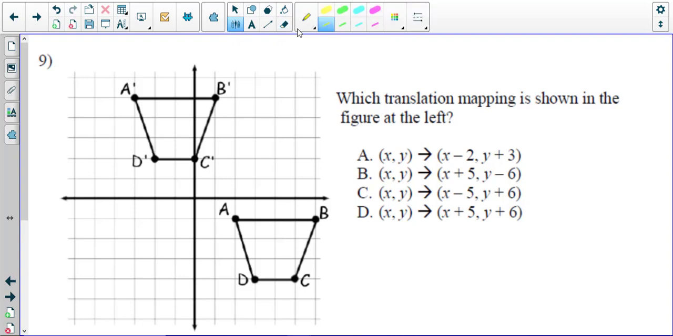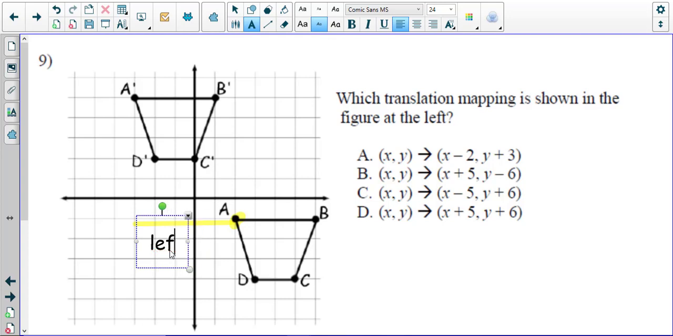So let's take a look at what changed. I'm going to grab my highlighter here and take a look at what changes we had. I'm going to use point A for this. So point A is going to start right down here, and I'm going to have to shift that to the left a certain number of units, and we'll count those. 1, 2, 3, 4, 5 units. We went left 5 units, and I can type that up in words. So left 5 units. And then I had to go up.